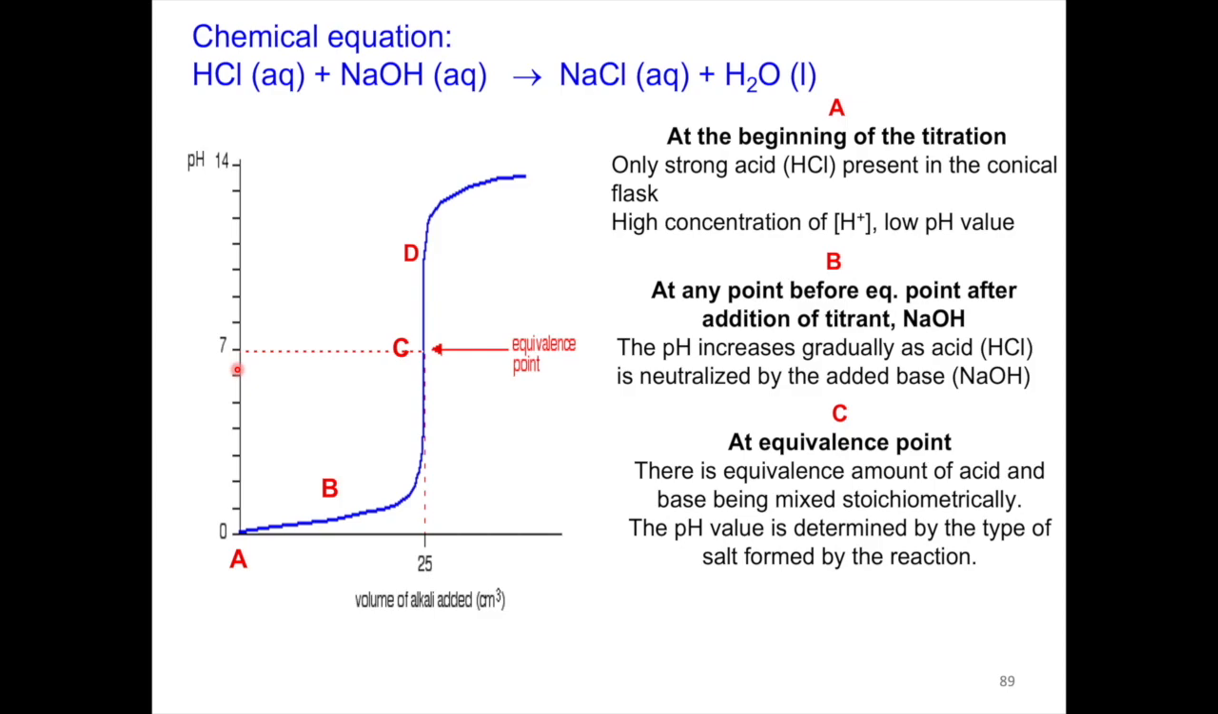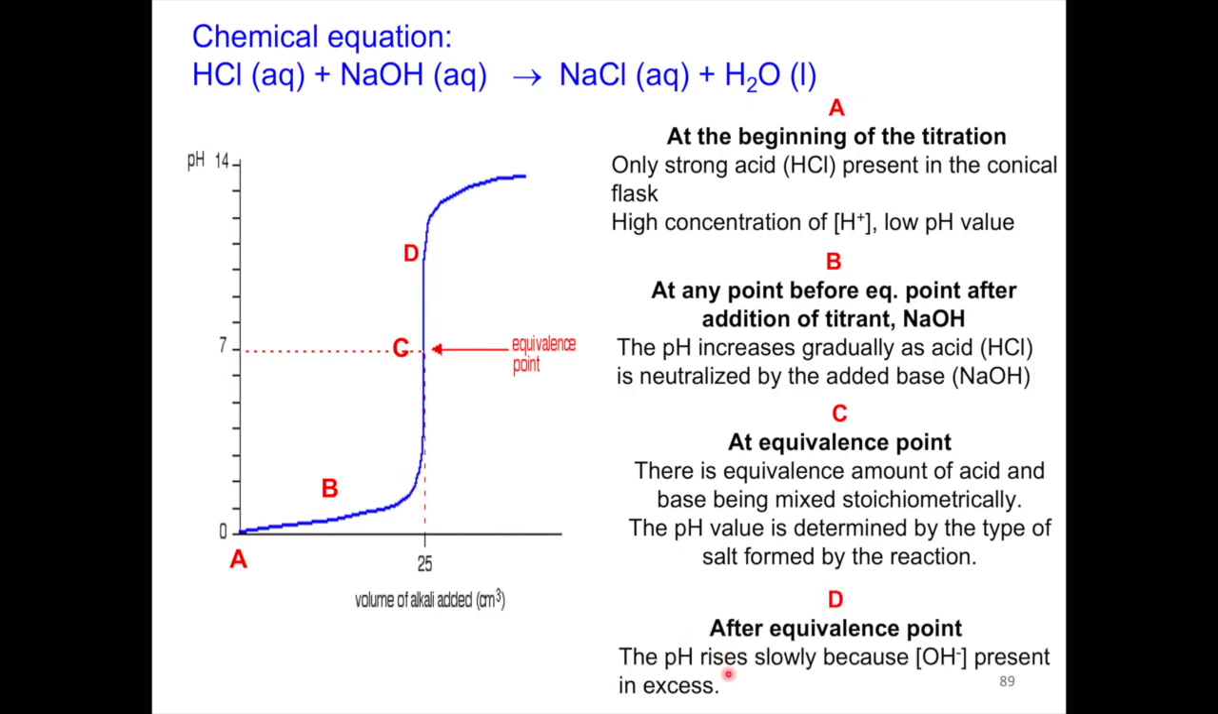And D is the point after the equivalence point. At this point, you continue to put the sodium hydroxide into the conical flask. So what happens to the pH? The pH will increase slowly because there is more OH minus compared to H plus.